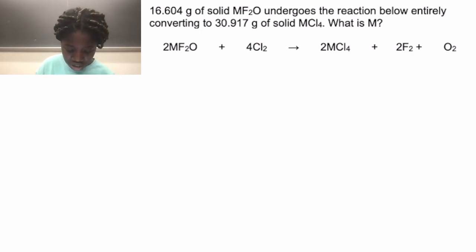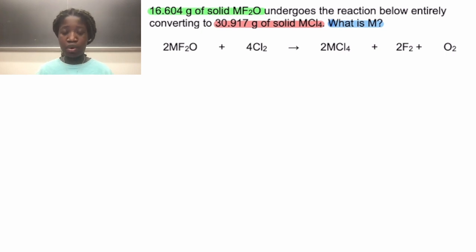So we have 16.604 grams of solid MF2O undergoing the reaction below and converting entirely to 30.917 grams of solid MCl4. And the question is asking, what is M?